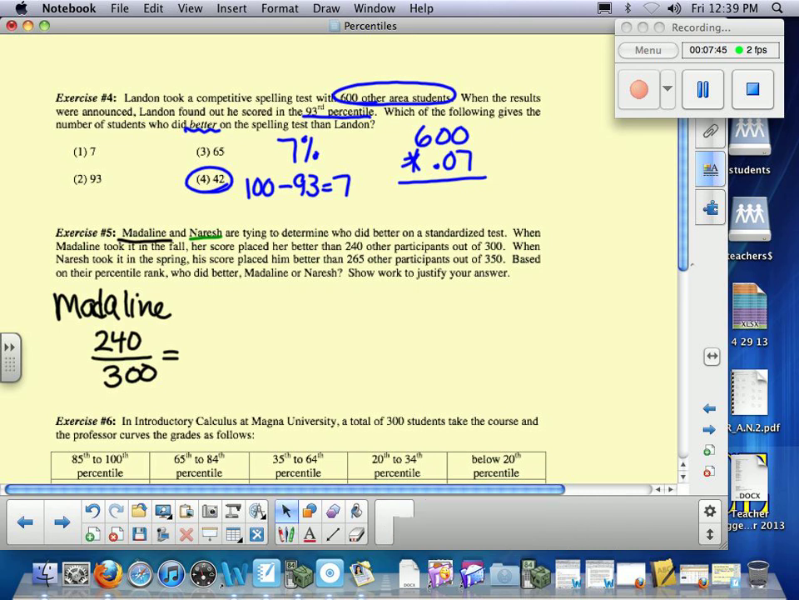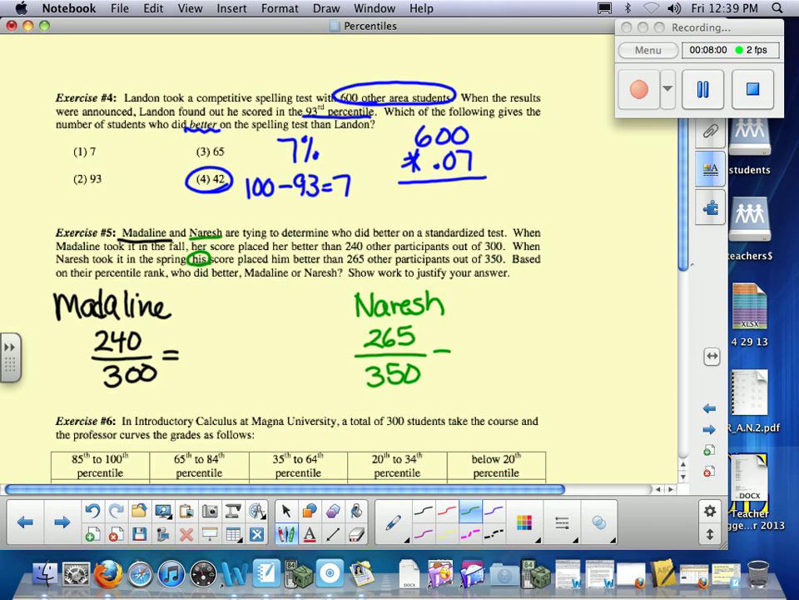Narish took the same test, but in the spring. And Narish, oh, I'm sorry, here it is. He's a he. Narish did 265 out of 350. And they're at the lunch table and they're saying, I did better than you did. No, I did better than you did. Well, let's find out who did better. Please find the percent for each of them, their percentile rank, so we can compare.